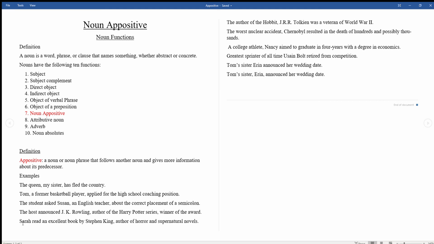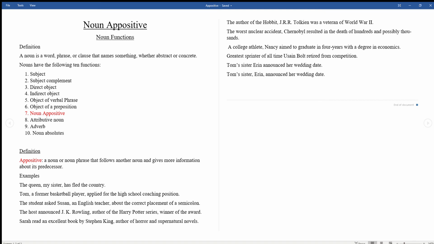So Sarah read an excellent book by Stephen King, author of horror and supernatural novels. Here's the appositive. We don't have both commas because we have a period that ends it, but this appositive is describing Stephen King. Stephen King is the object of the preposition by.